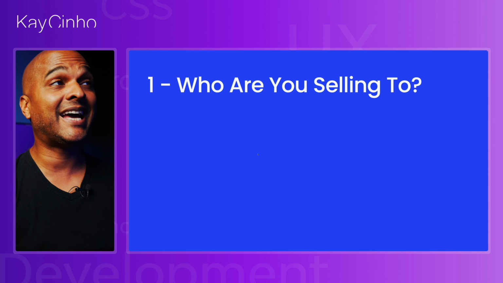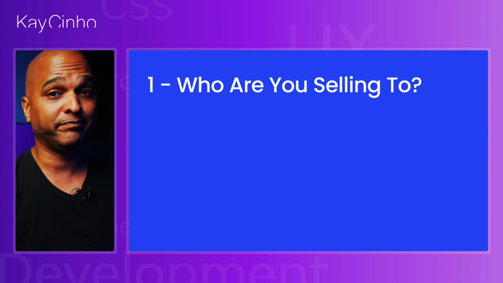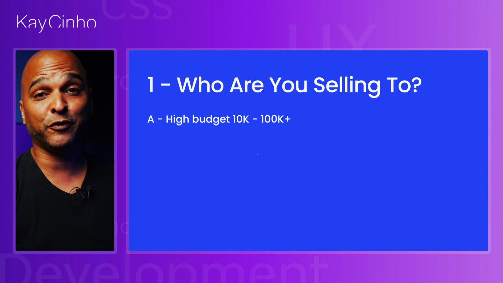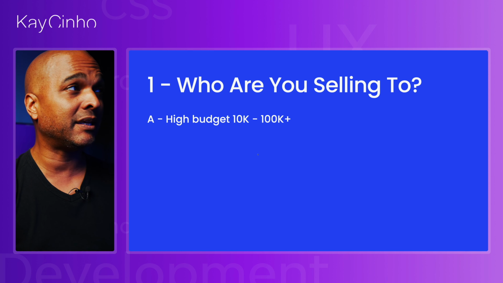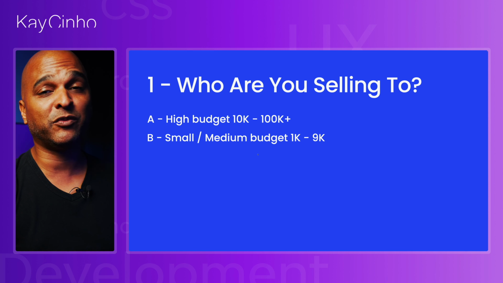So the first question to ask is, who are you selling to? A, high budget, so from 10K to 100K plus, or B, small to medium budget, 1K to 9K. And that is very subjective, of course, because your numbers may vary depending on where you live and a lot of other variables, but I'm trying to keep things simple here.